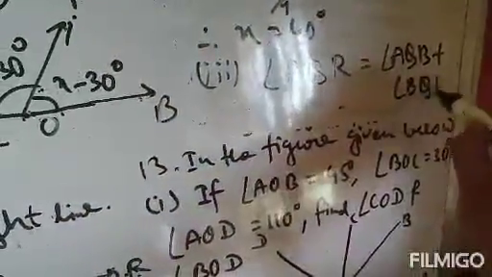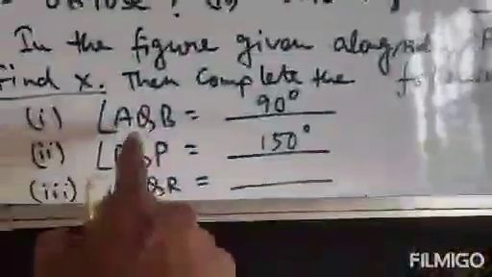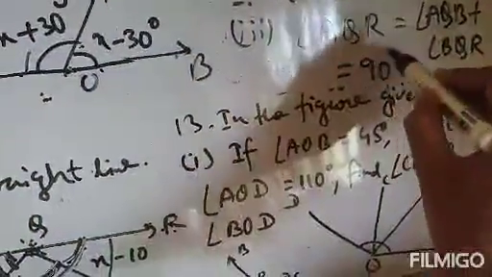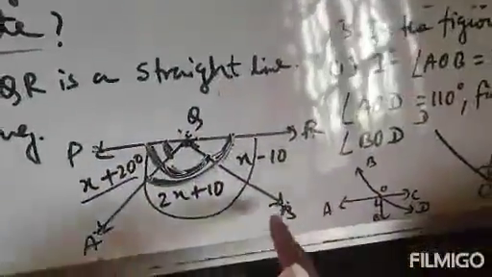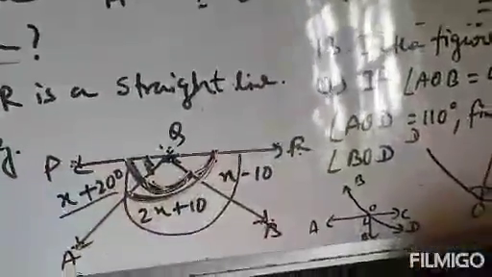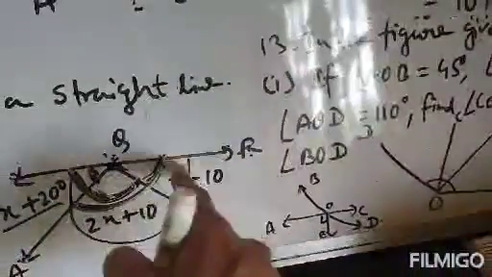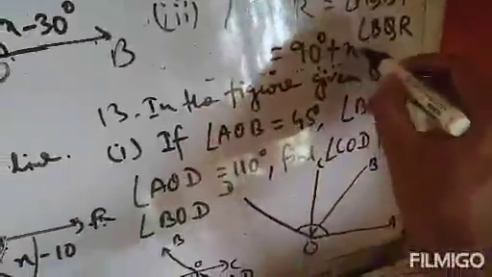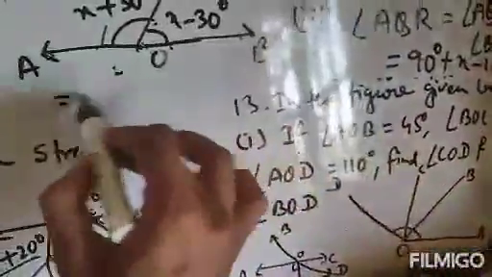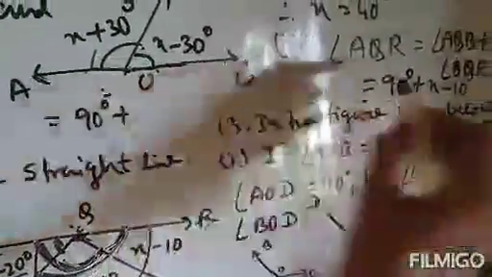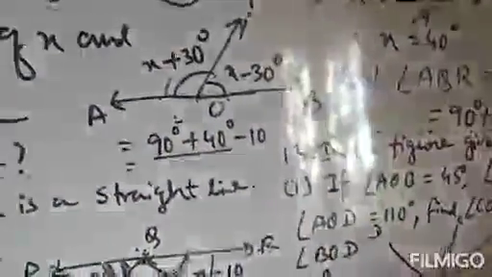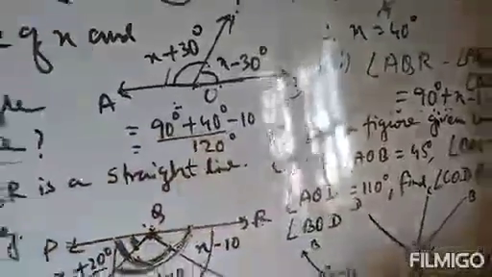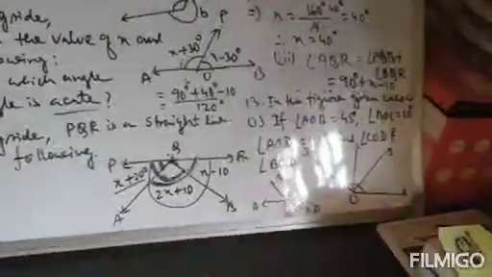So angle BQR. Now AQB here is 90 degrees, and BQR is x minus 10, given. Clear? So just write x minus 10. Now 90 degrees plus x, where the value of x was 40 degrees, minus 10. So 90 plus 40 is 130, and 130 minus 10 is 120 degrees. That is the answer. So this is 120 degrees.